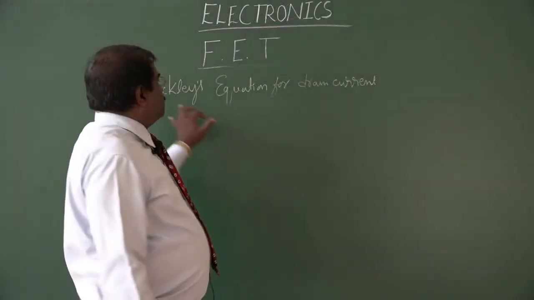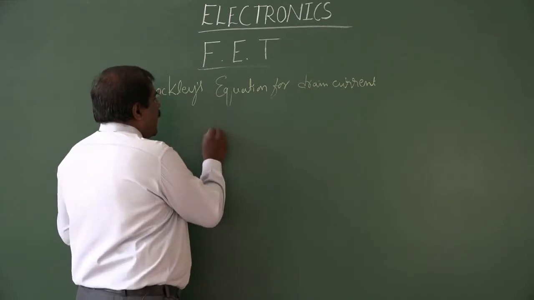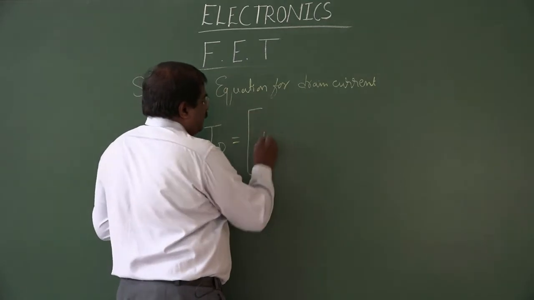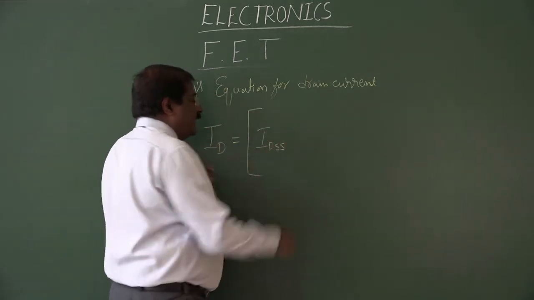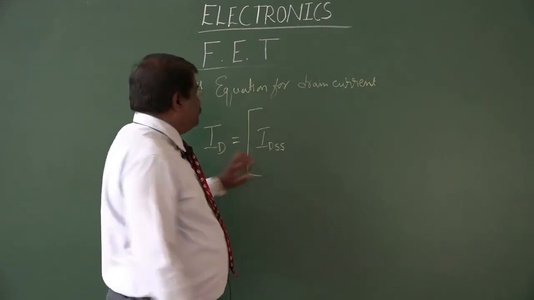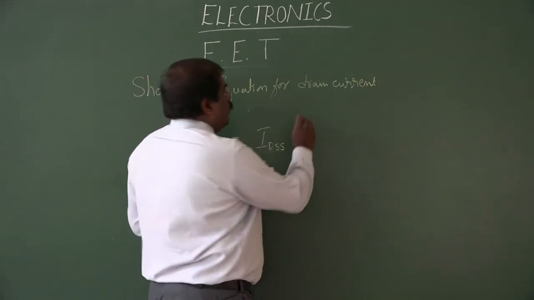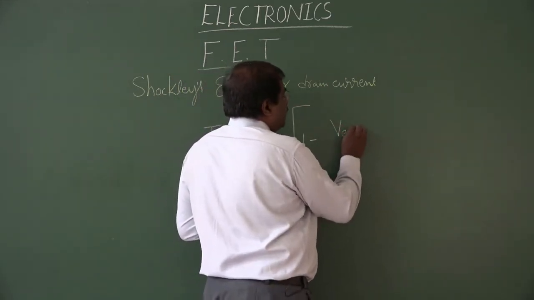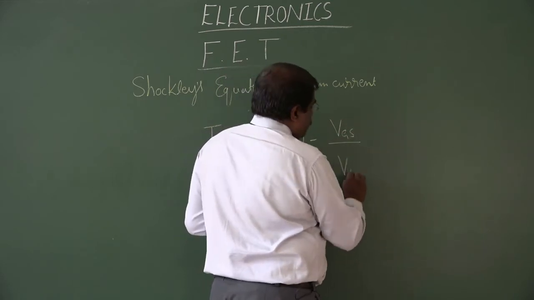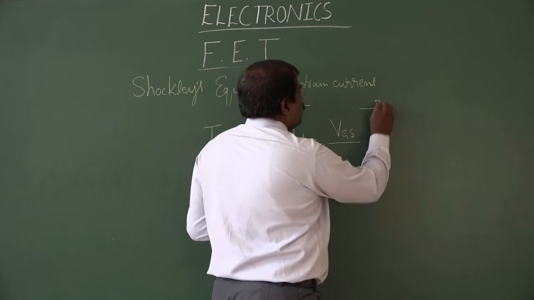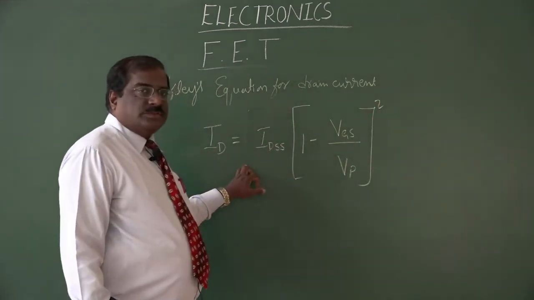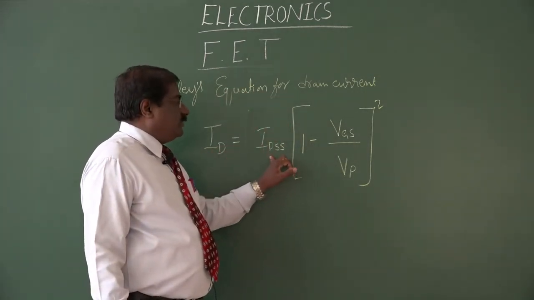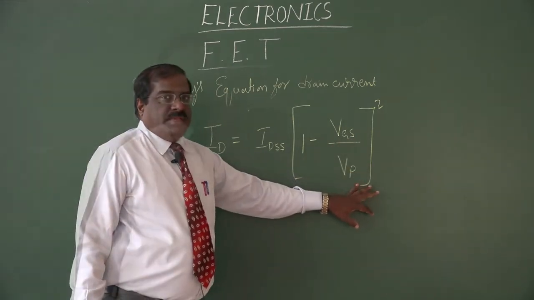The Shockley equation for drain current is given by ID, that is the drain current, is equal to IDSS, that is the drain current at saturation, that is the maximum, times 1 minus gate source voltage VGS divided by pinch off voltage VP, the whole squared. This will get you the 1 mark question: write the Shockley's equation for drain current. ID equals IDSS into (1 minus VGS by VP) squared.